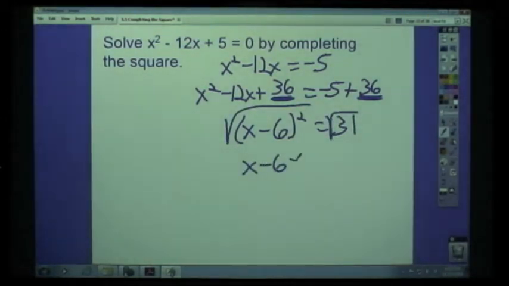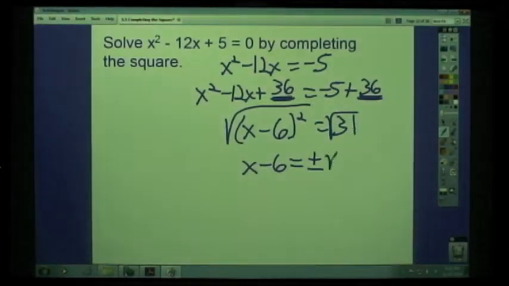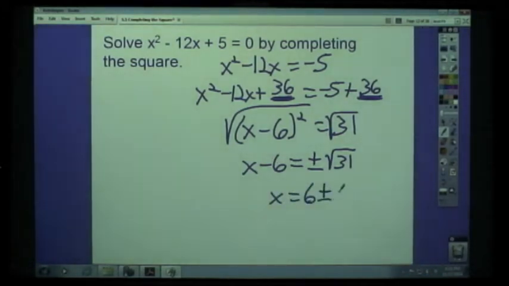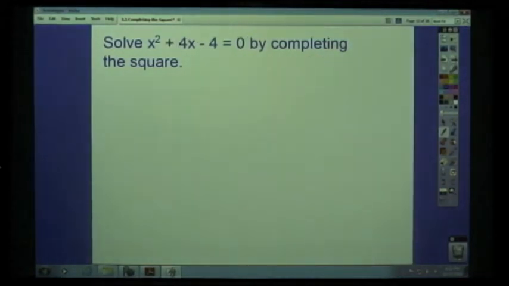Notice that on the left-hand side of this one, it gives you x minus 6. On the right-hand side, don't forget your plus or minus. The square root of 31 over here, when you take the square root of 31, you can't split it up. So that is all you can do, is still just leave it as the square root of 31. Add the 6 over so you can get positive 6 plus or minus the square root of 31. All right, try this guy. Pause the video.